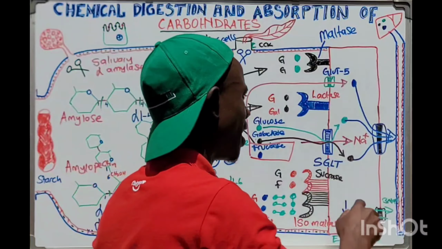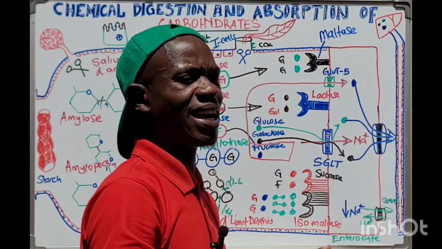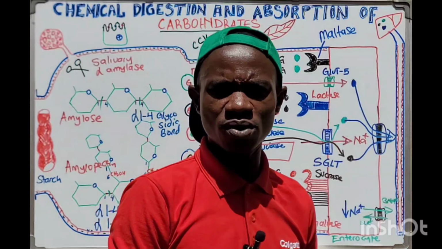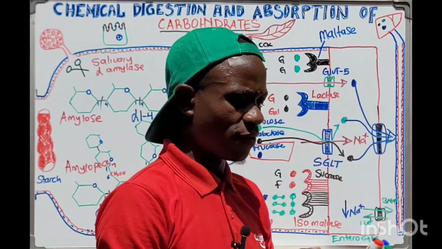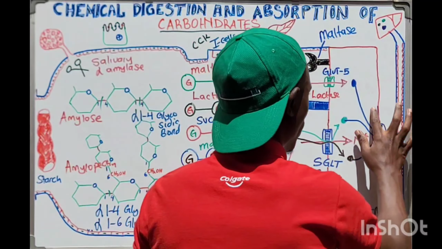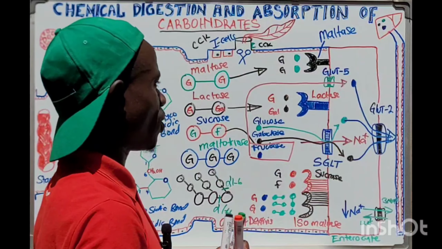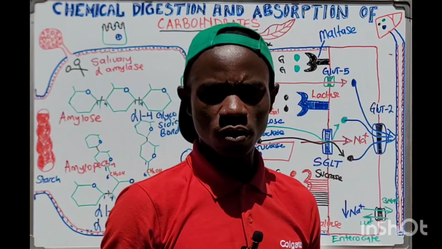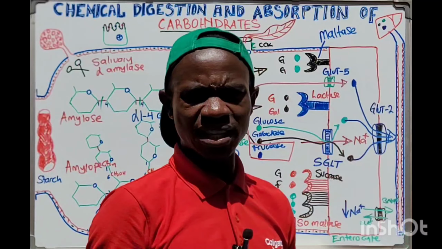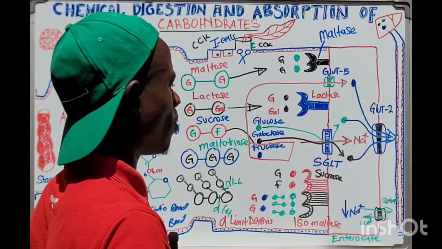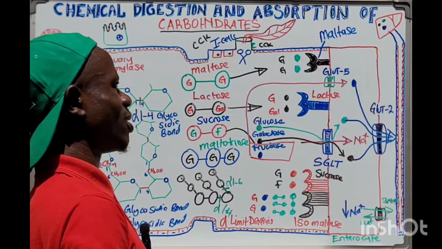Now the question is, what is the name of this channel that allows the free passage of galactose, glucose, and fructose? This one here is what we call GLUT2, which is the glucose transporter 2. That is the name of the channel that allows the passage of all the monosaccharides. It's all that simple.